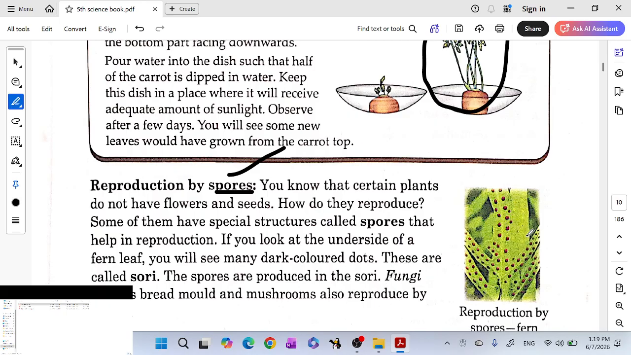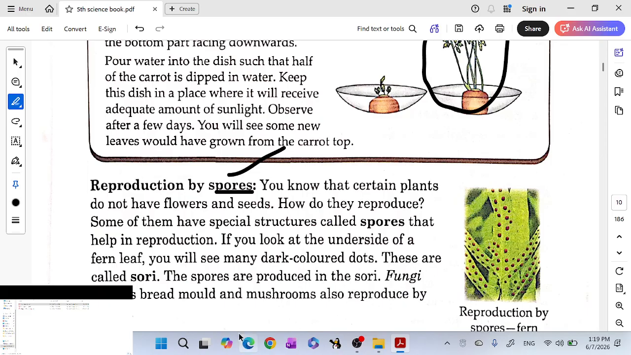If you look at the underside of the fern leaf, this is a fern leaf, you can see it on YouTube as well. On the backside you can see many dark colored dots. These are called sori. The spores are produced in sori.